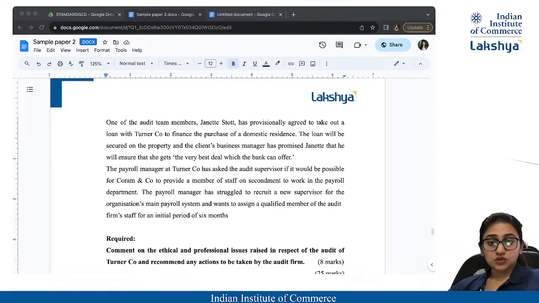So the audit manager should decline the proposed staff arrangement in relation to the payroll service, because 6 months is a very long time. If they had asked for 1 month or 15 days, it would have been good, but it will create a serious self-review threat, because my team members are going there and working and my team is only going to review their work. So it is a very crucial self-review threat, and there can be no safeguards that can reduce the threat to an acceptable level. So this should be rejected.